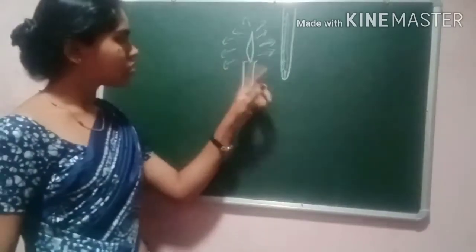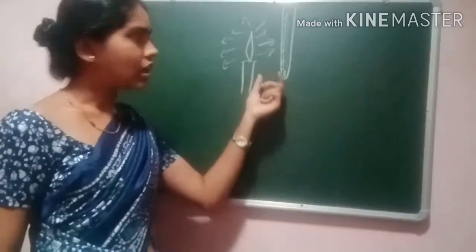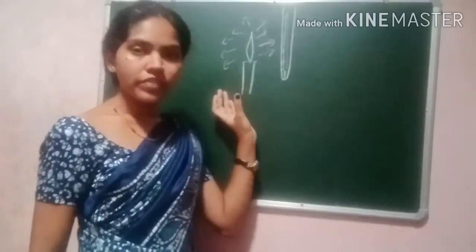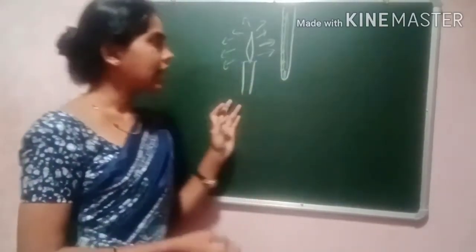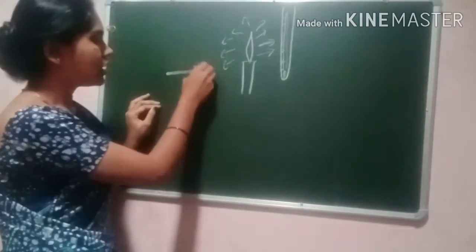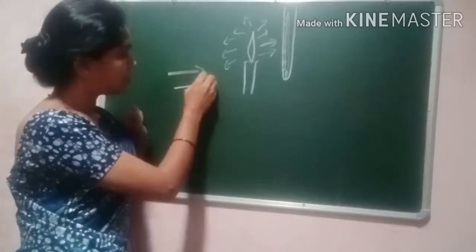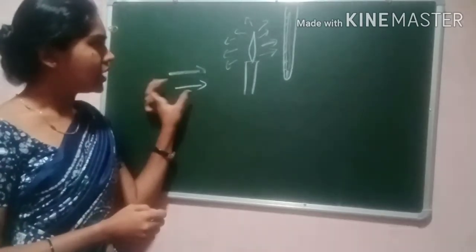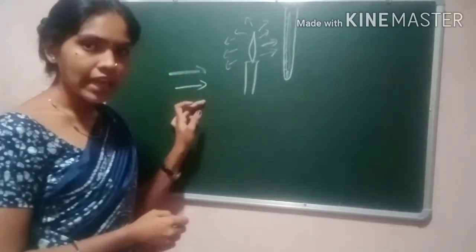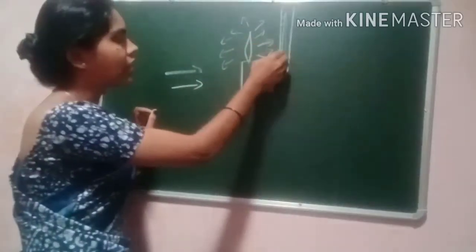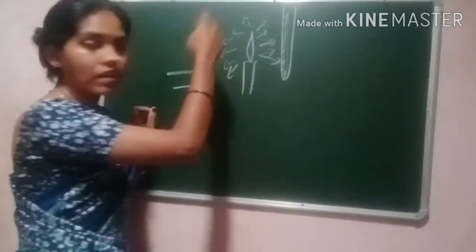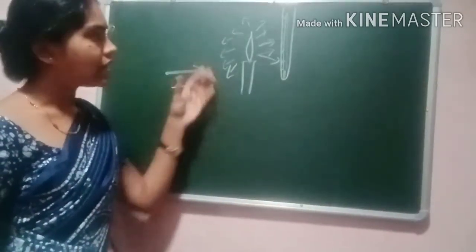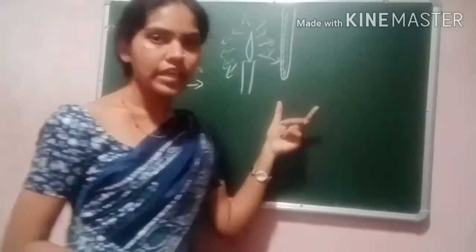So here there is no connection. The medium is not there. Without the medium also the heat is transferred. The reason is radiation. Through radiation, the waves of heat energy transfer in a straight line and in all directions. The radiation of heat travels in all directions. It does not travel only in one direction. It travels in all the directions, so it gets heated up.